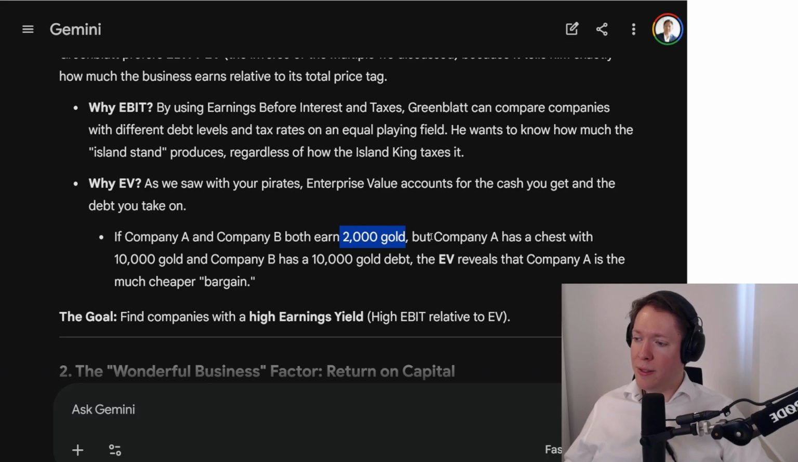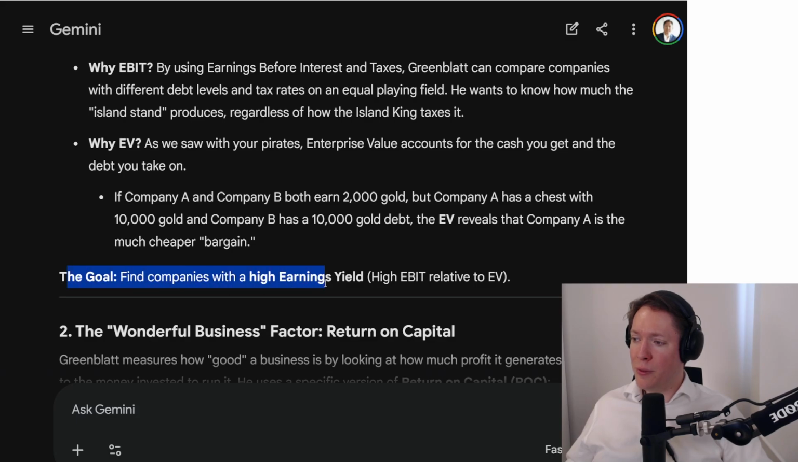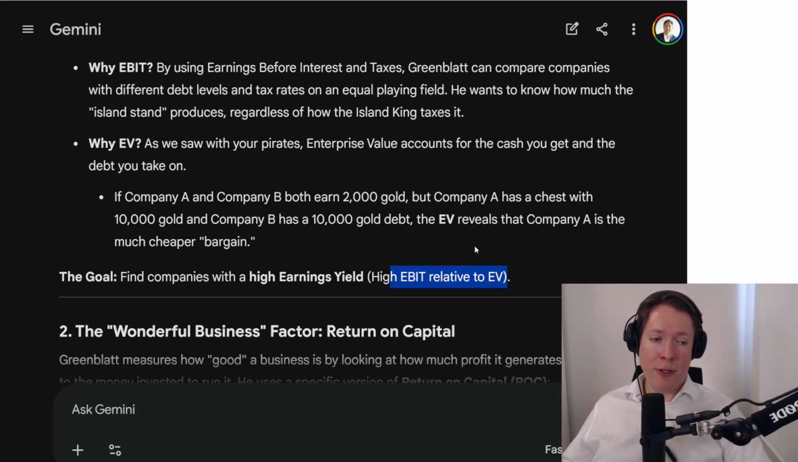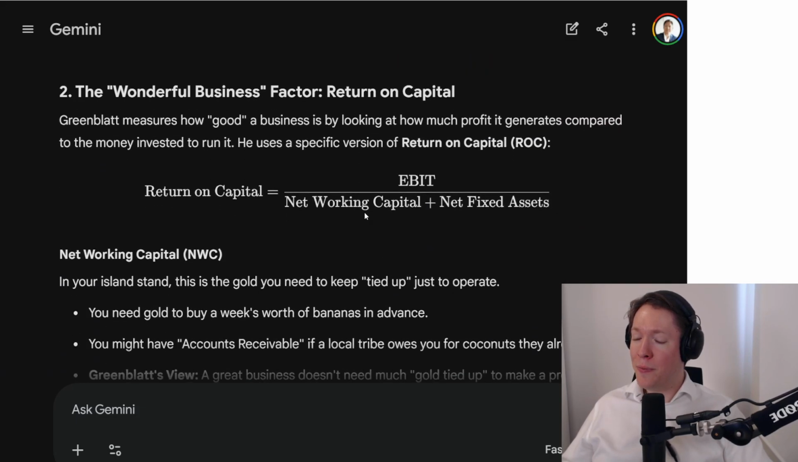you can see at different companies that it's comparing, like the earnings yield in a way. You see how much you're earning in EBIT, and then you see what the whole business costs, which is the enterprise value. So the goal is to find companies with high earnings yield, high EBIT compared to enterprise value. That's a very clean metric, and it compares bananas and coconuts with different financing. So even if they have a lot of debt or low debt, it looks through that complexity.